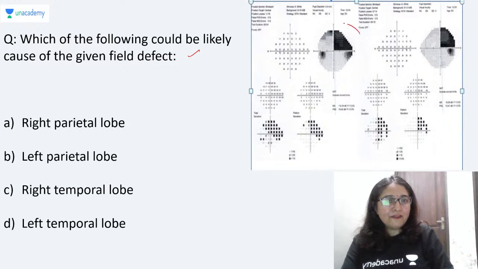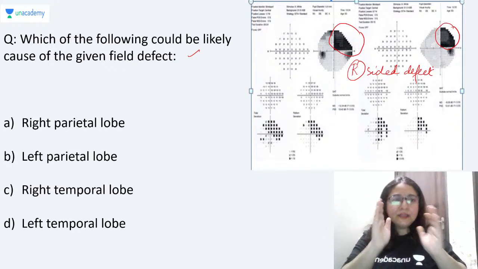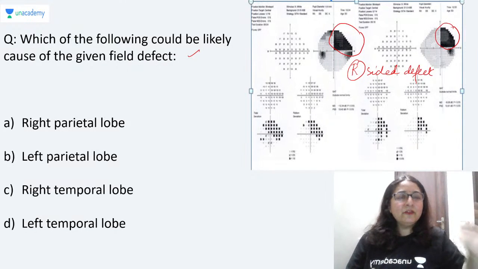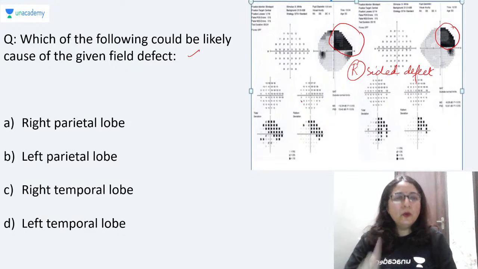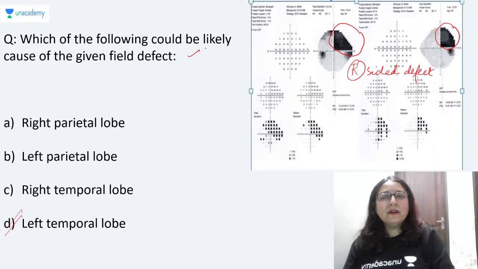So first of all, identify the defect. It is a superior quadrantic defect. Which side? This is a right-sided defect. Studying the visual field, it is on the same side as you are. So the right side of your body is the right side of the visual field. So this is a right-sided visual field defect. Now a right-sided pie in the sky will be produced by a left temporal lobe lesion, because the defect is contralateral.